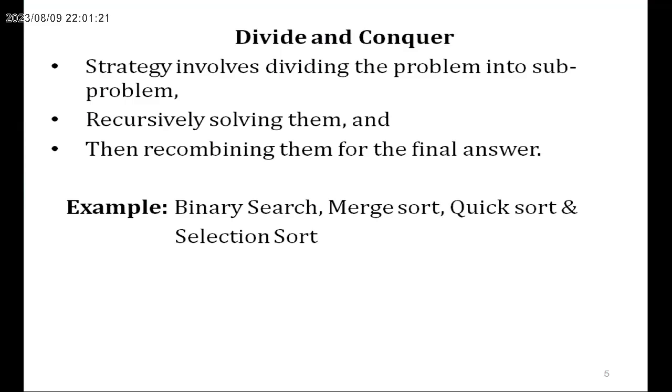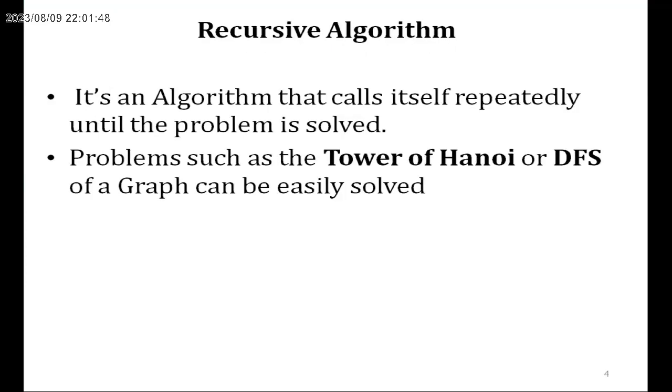Divide and conquer is a strategy involving dividing the given problem into subproblems, recursively solving individual subproblems, and consolidating the solution of each subproblem into a single solution. This concept is used in binary search, merge sort, quick sort, and selection sort algorithms, which are developed using this divide and conquer technique.